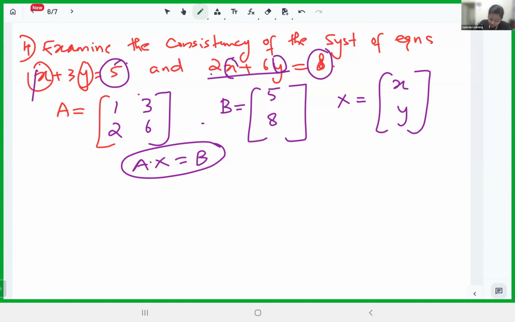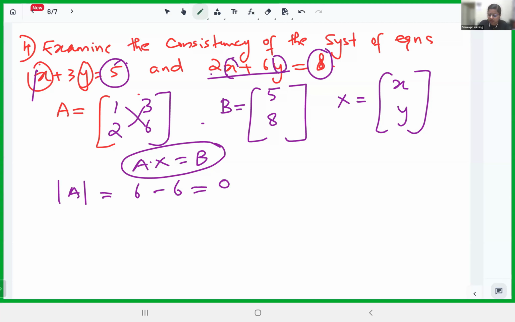So here, first you have to check determinant A. That is the first thing, right? You have to check whether determinant A is equal to 0 or not equal to 0. So determinant A is easy since it is a 2 by 2 matrix: 6 minus 6, since 2 into 3 is also 6. That is equal to 0. So determinant A is equal to 0, so there are two possibilities. Either this system has no solution or it can have infinitely many solutions.